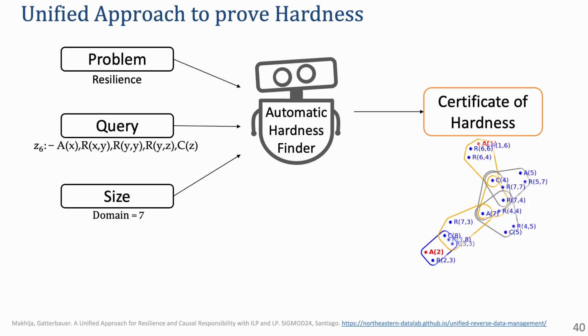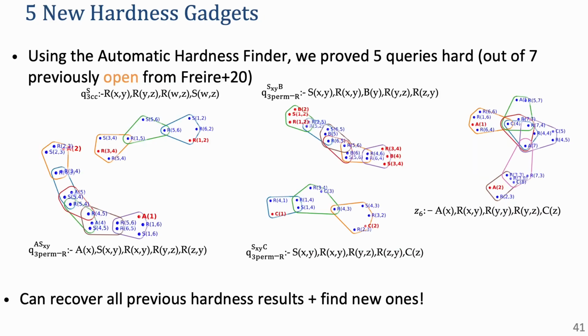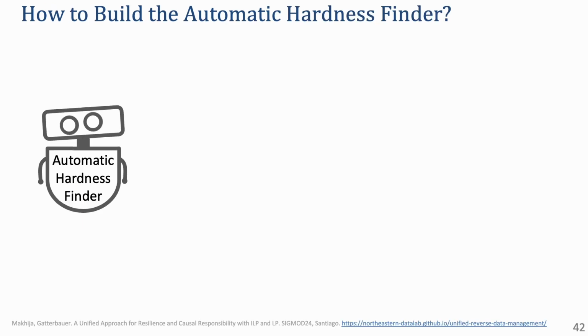This is exactly what we did for resilience and for a query whose complexity was not known, and it actually worked. We found a hardness gadget. In fact, we found many hardness gadgets proving that many queries whose complexity was previously not known are actually NP-complete, and our gadget finder could not only recover all previously known hard cases, but also find new ones, giving us new complexity results. What are the ingredients for this automatic hardness finder?